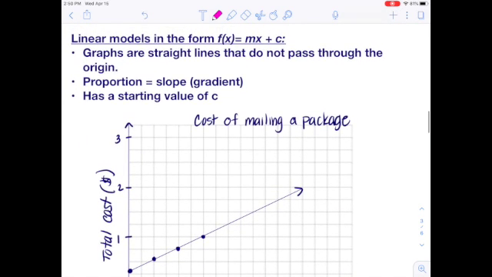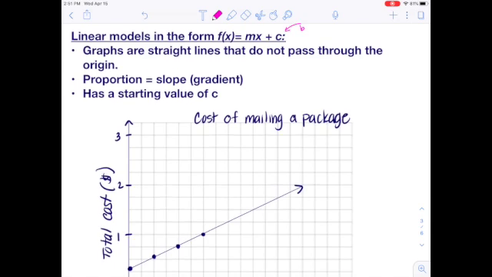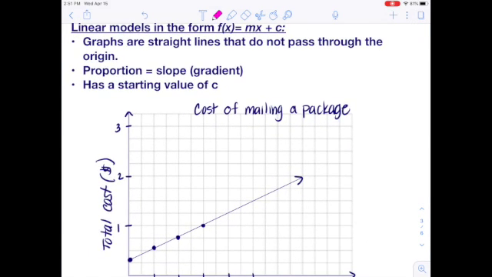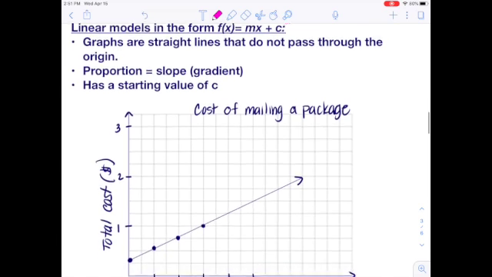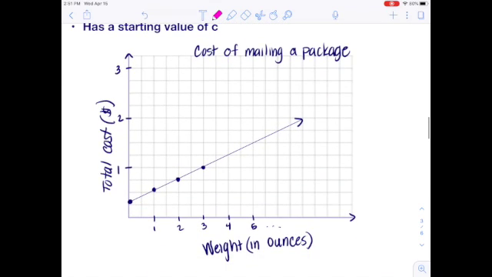Now, let's move on to bigger and better ones. We've got other linear models that are in the form of f of x is equal to mx plus, now, they variable change on you. Pretty much all of your life, you've always used b as that variable, but in math studies, you're going to see it as a c. So we know these functions are all graphs that are straight lines, and they're not going to pass through the origin because you're going to have a constant after the mx. Now, we know the proportion is just equal to the slope, which we call gradient, and it has the starting value of c, our constant.